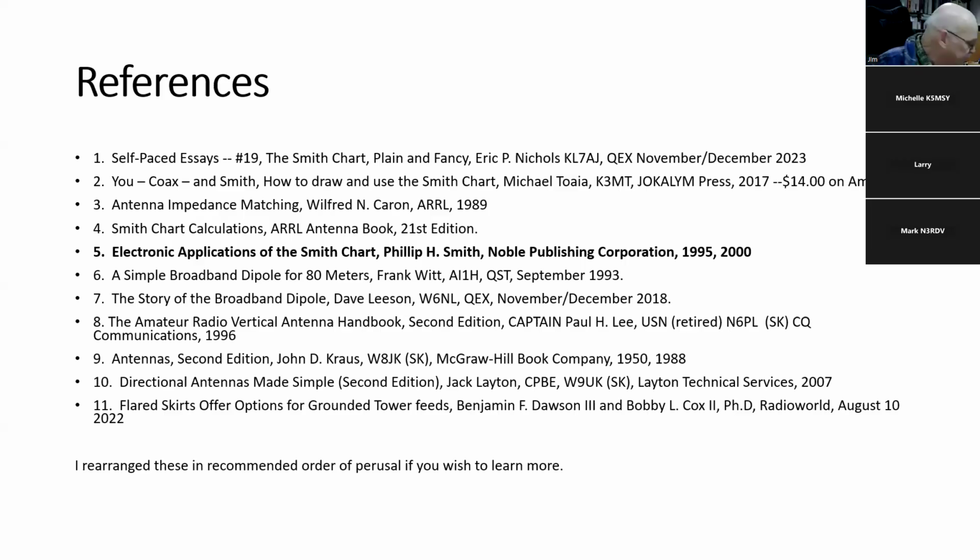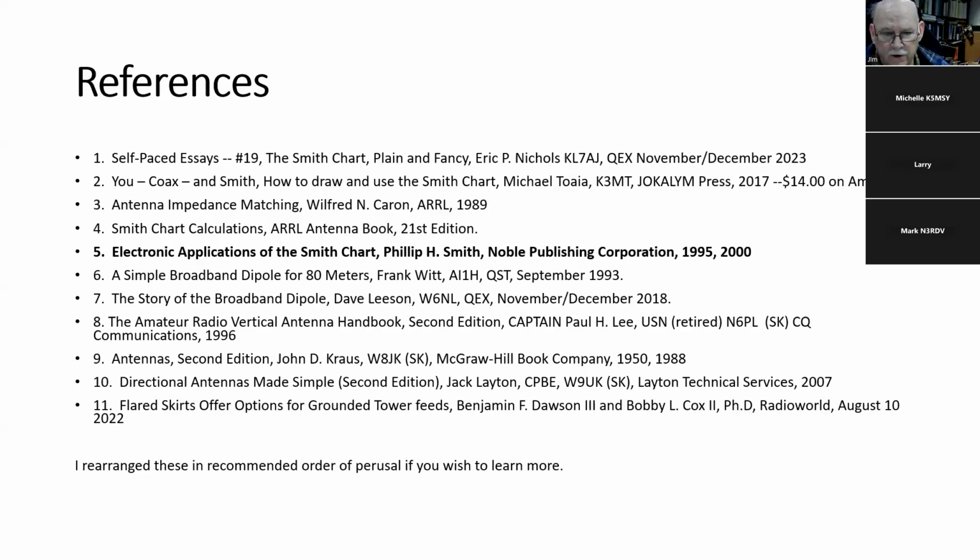The fifth one, and I've got this in bold because this is the primary reference, is a book by Phil Smith. He developed the Smith chart in the 1930s. And this book was published in 1995 and again in 2000. And again, you can see I have a whole lot of yellow stickies and tabs on it. It is more detailed and less intuitive than some of the earlier references, but is certainly understandable by anybody smart enough to get an amateur radio license.